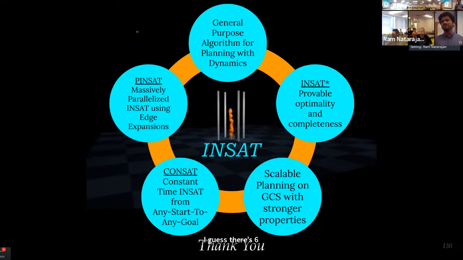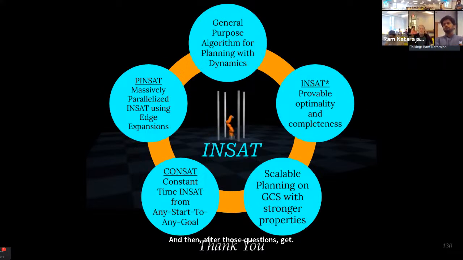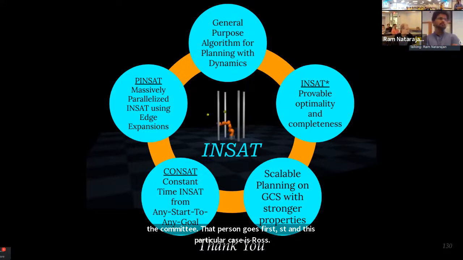With that, so the process is that we're gonna have questions first from the committee, and then after those questions get answered, then we're gonna go to questions from the audience. Okay, and as far as the committee goes, usually the person who is an external member of the committee goes first. In this particular case is Ross. Ross, unless you have objection, maybe you can go first.